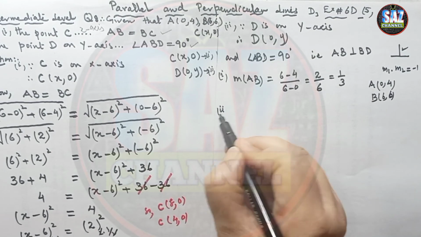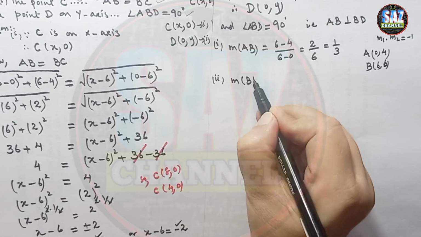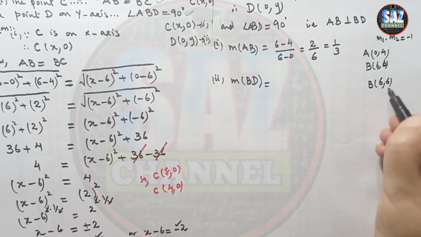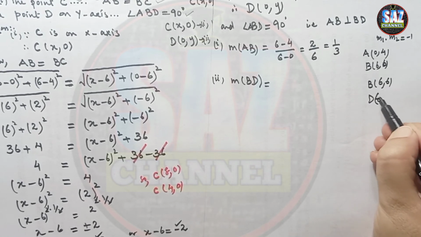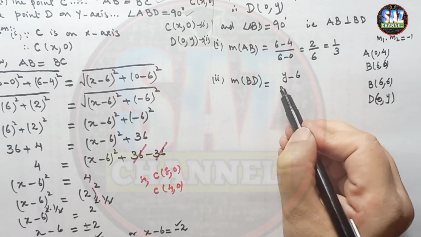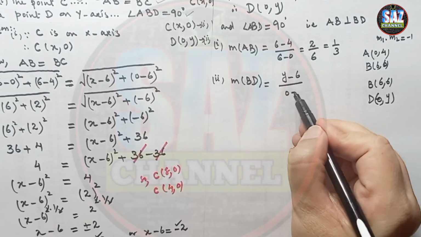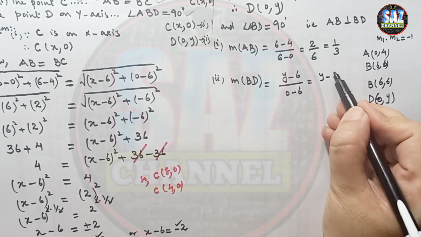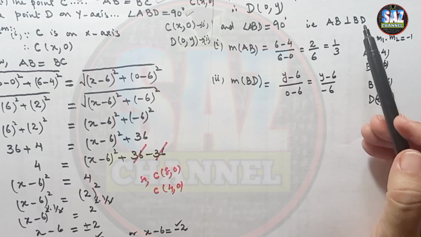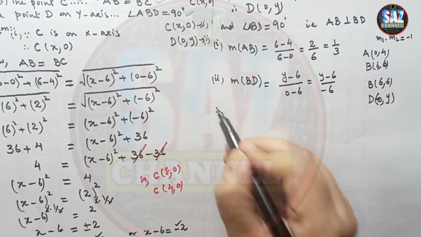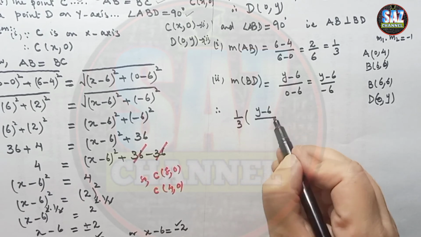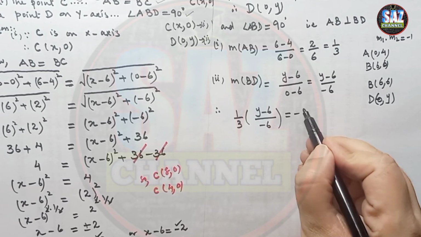And now the gradient of BD. B has the coordinates (6, 6) and D has the coordinates (0, y). So y2 minus y1, y minus 6, upon 0 minus 6. This gives me (y minus 6) upon minus 6. Now as it is given that AB is perpendicular to BD, 1 by 3 multiplied by (y minus 6) by minus 6 equals minus 1.